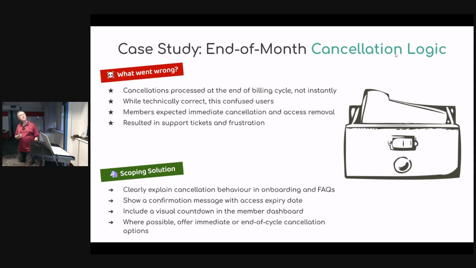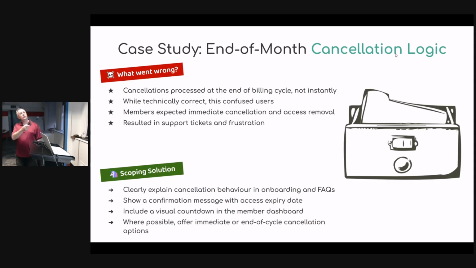End of month cancellation. So the cancellations were at the end of the billing cycle, so not instantly. The client decided that if someone cancels on January the 2nd, they still have access all the way through January, and it stops on the 1st of February, which was fine. But we had a lot of members come back to say that when they cancel, they want to cancel. We don't want to pay for another four weeks. We want you to stop right now.